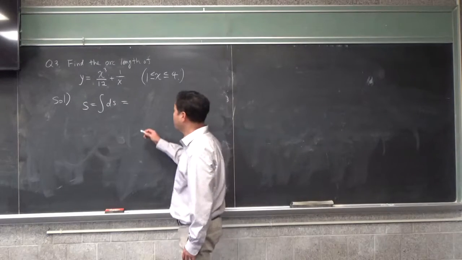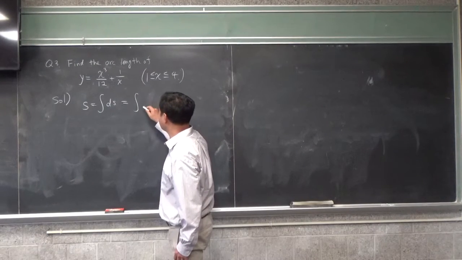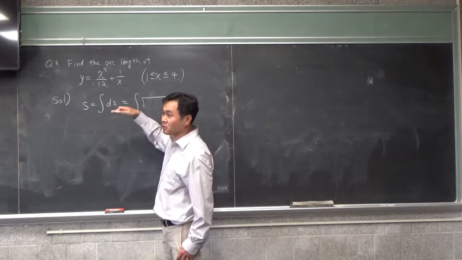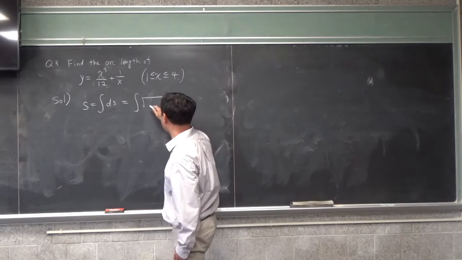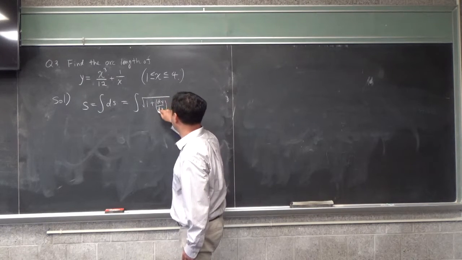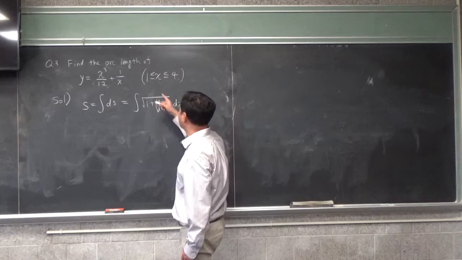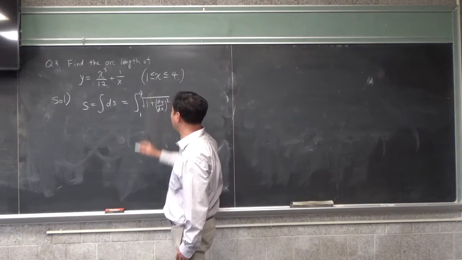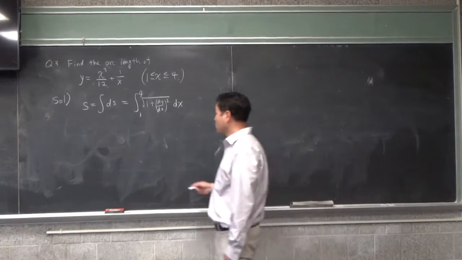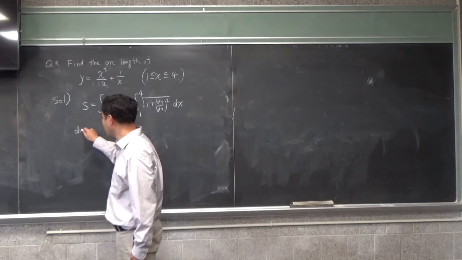And if you use the Pythagorean principle and then divide by dx, multiply by dx, this is here, and because x is from 1 through 4, that's what you have to calculate. So let's try dy dx.